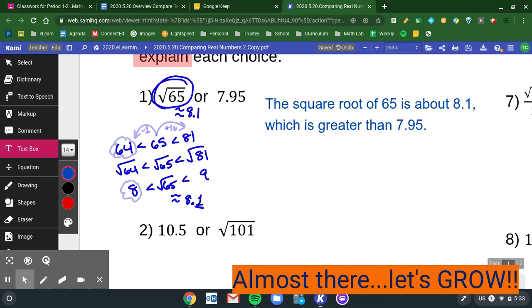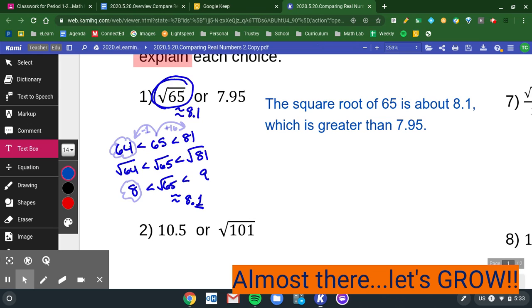So I'll just go ahead and use the text box function over on the left, and I'm going to write the square root of 65 is about 8 1/10, which is clearly greater than 7 95/100. Another way of saying it, square root of 65 is bigger than the square root of 64, or 8. It's bigger than 8. 7 95/100 is less than 8.